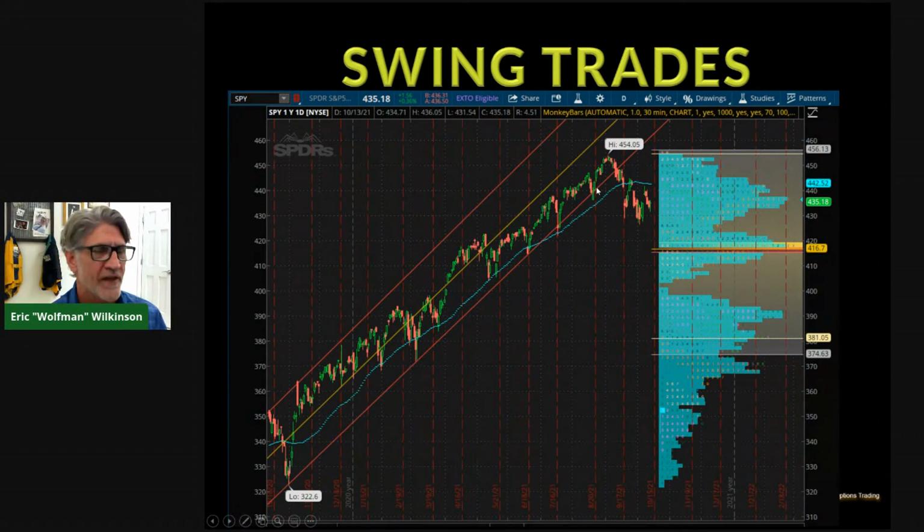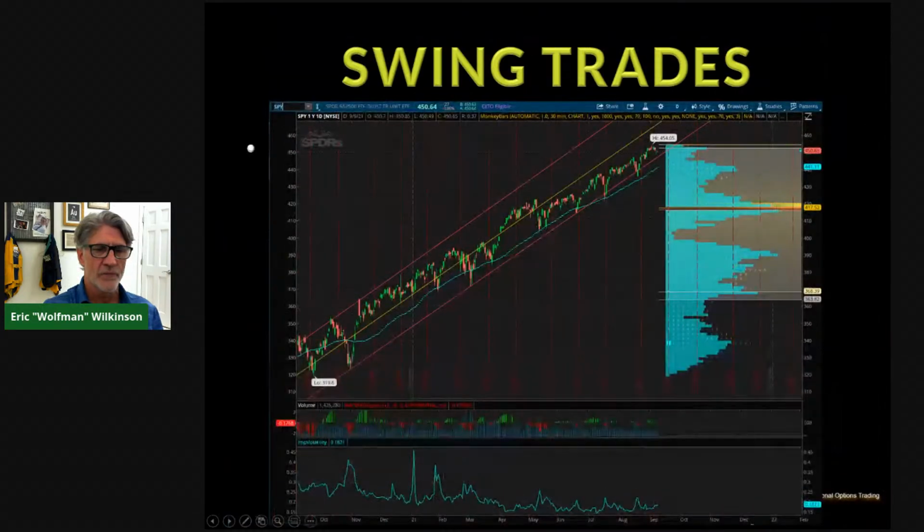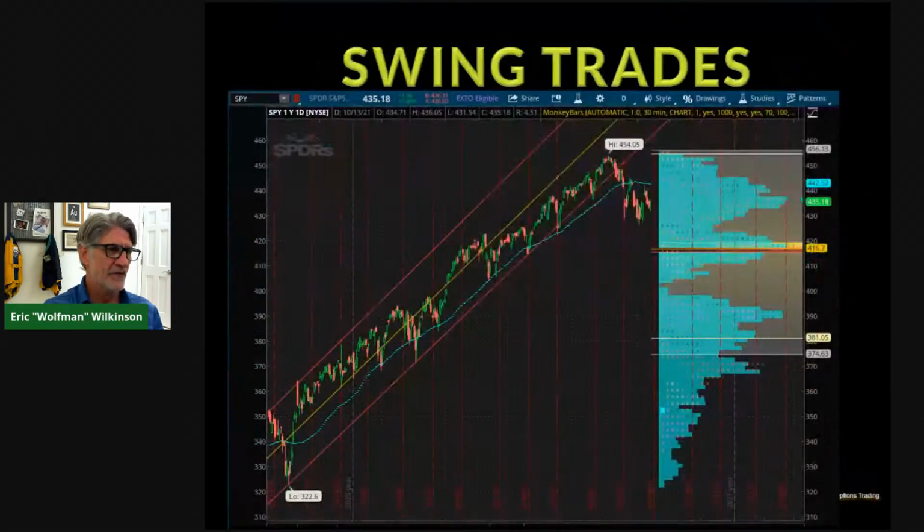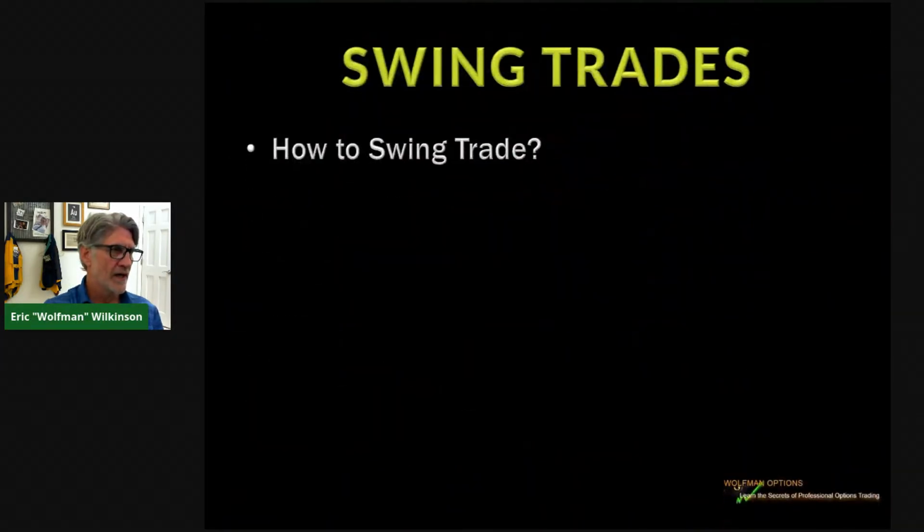We saw that in the IBM example as well, where once it broke out, it did a little bit of consolidating after that breakout move. So keep that in mind. When it's following a trend very well and it breaks out, it doesn't usually just free fall. What it does is break out of that trend and start consolidating for a little bit, all right?